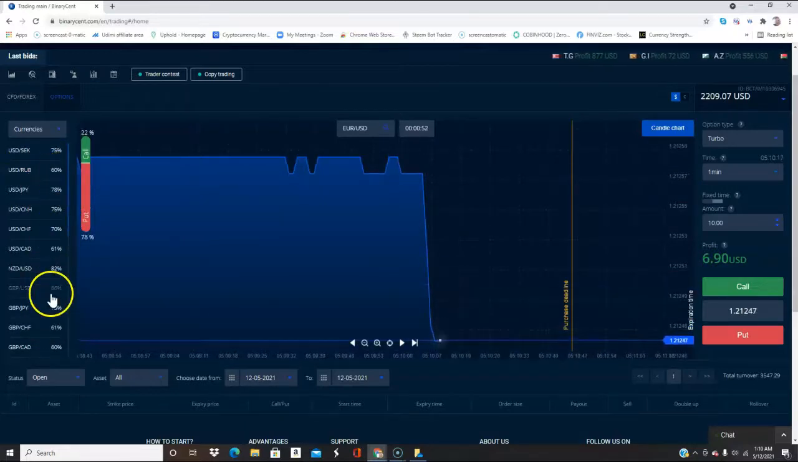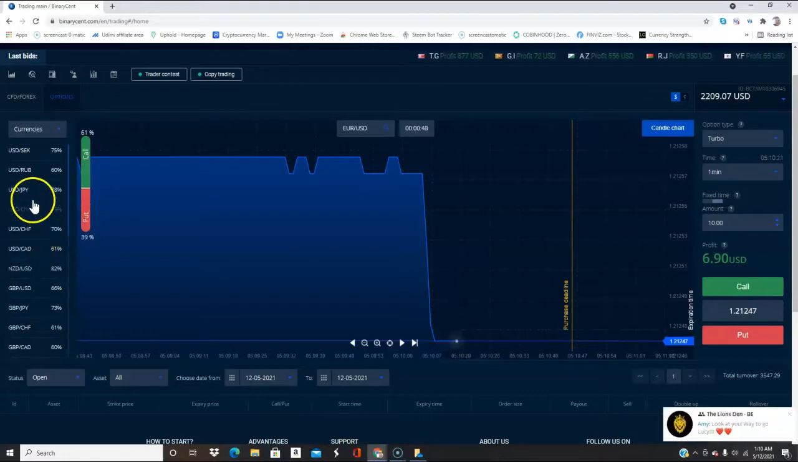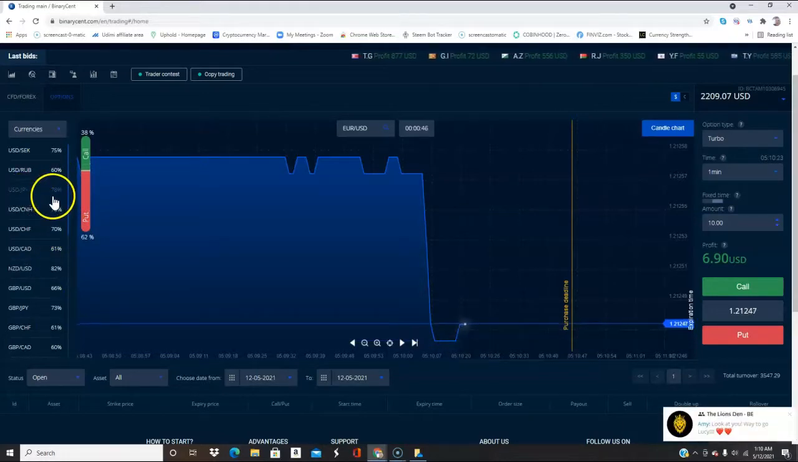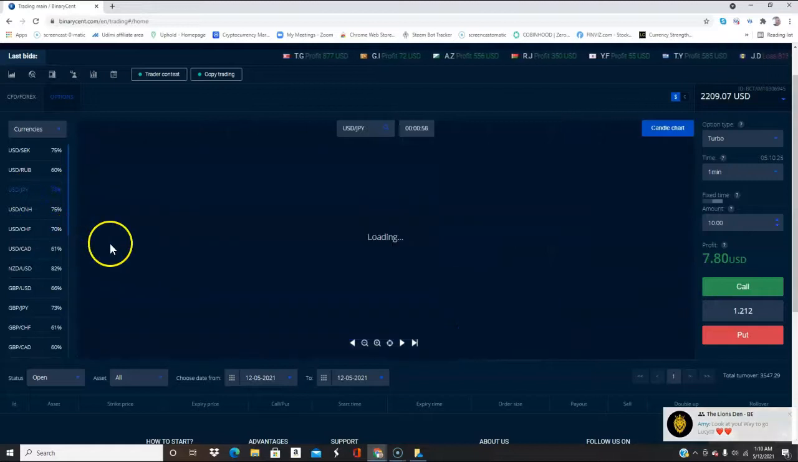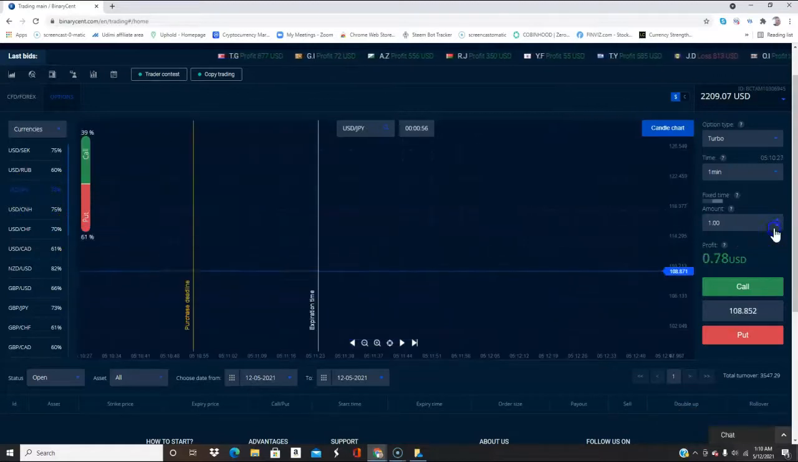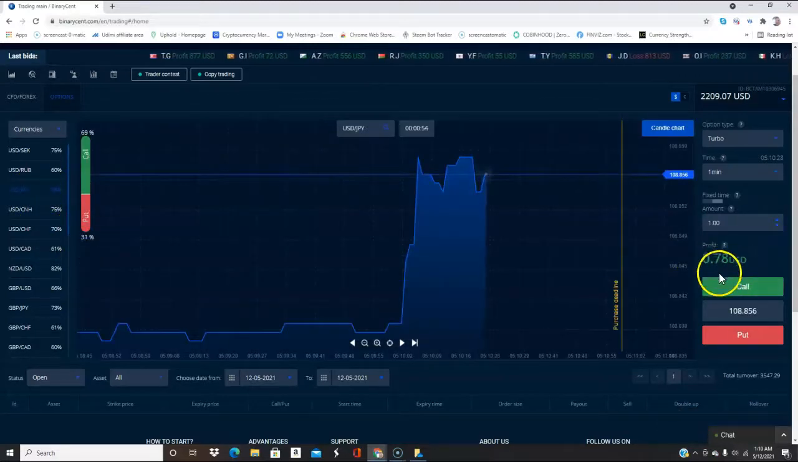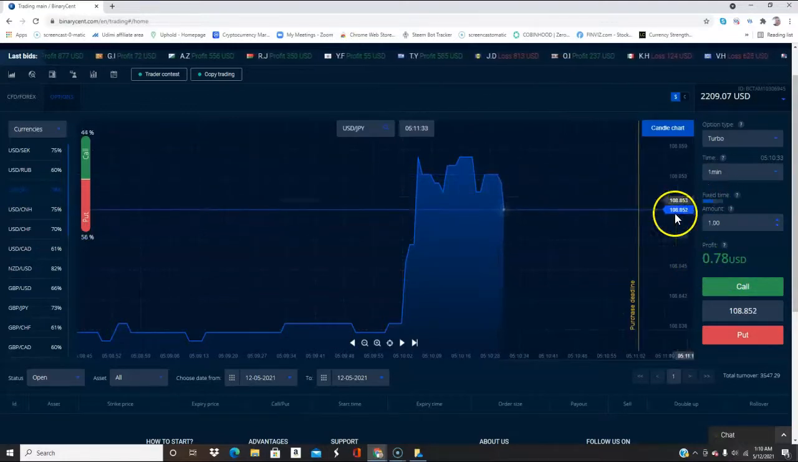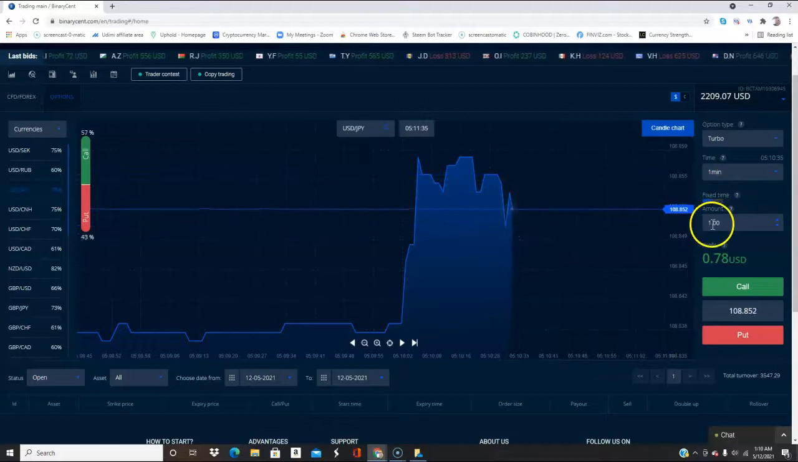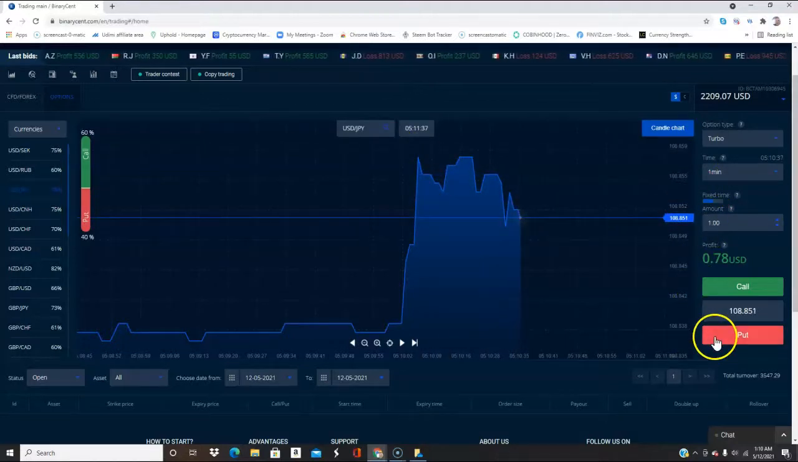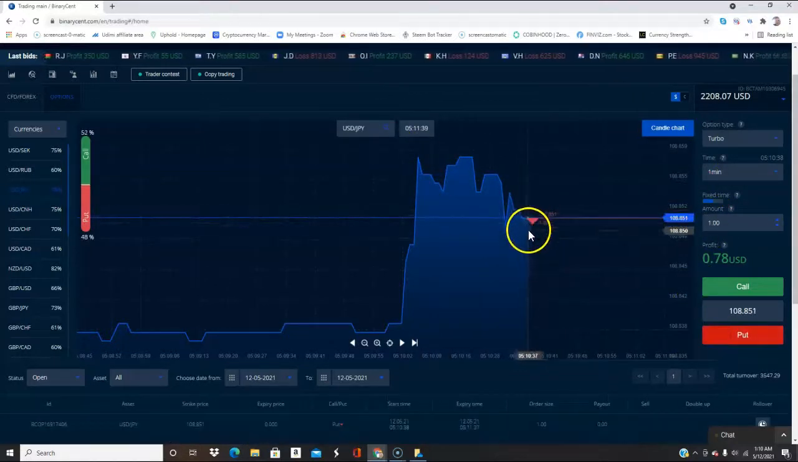What does this percent mean? This percent means that this is a payout percentage. So for example, with USD JPY, if we were to risk $1, our reward would be 78 cents if we cleared the trade. So for an example, let's take this trade, USD JPY. We're going to do a 1 minute sell.